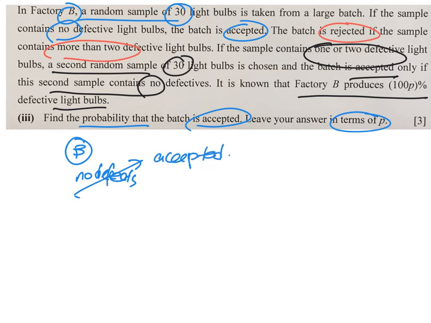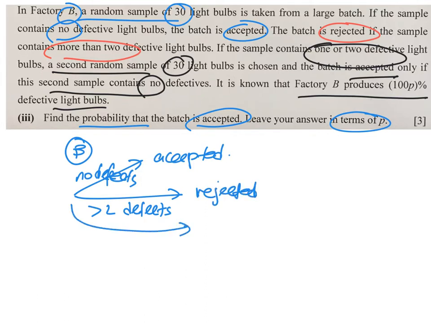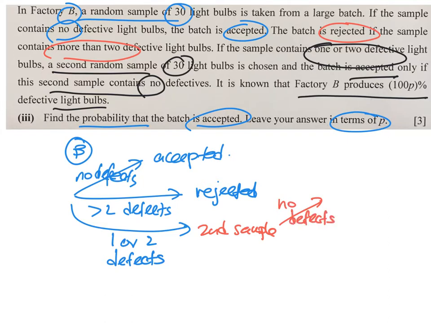Okay, if it contains more than 2 defective light bulbs, then the sample will be rejected. And if it contains 1 or 2 defective light bulbs, then we are going to draw a second sample. And if this second sample contains no defective light bulbs, then this will be accepted.